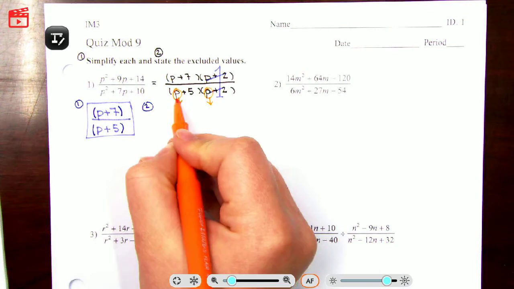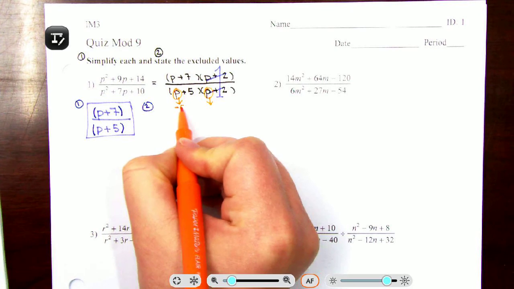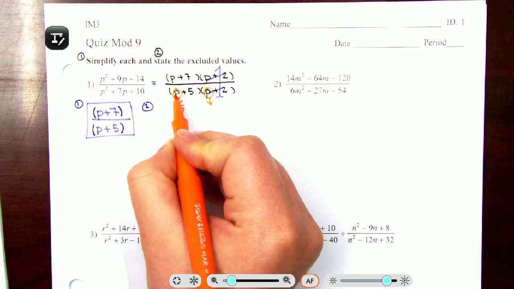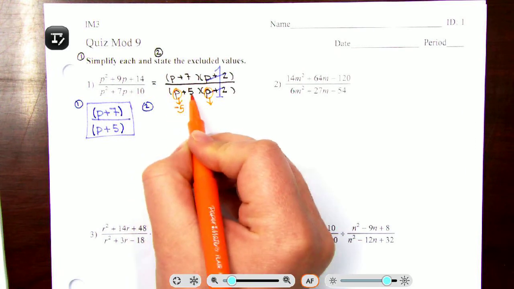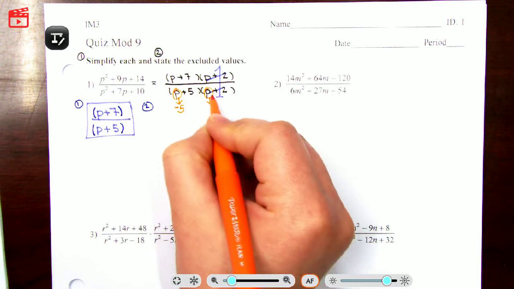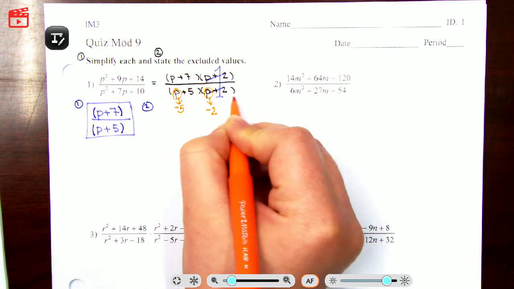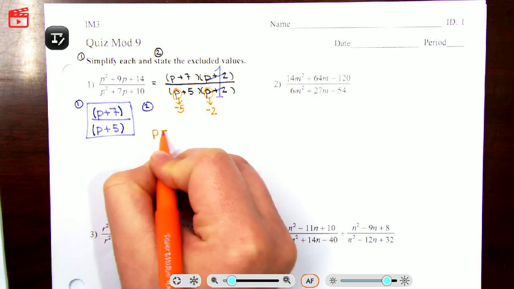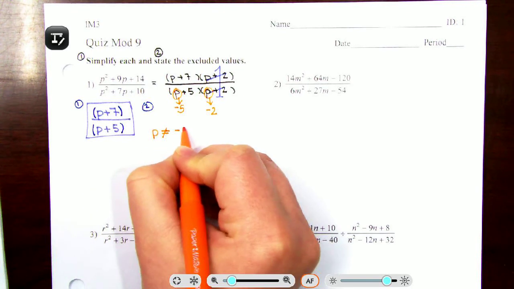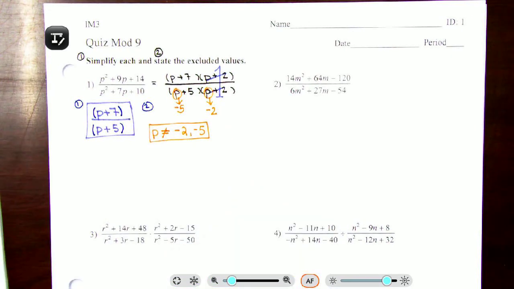So what does p have to be in order to make this bubble 0? P has to be -5 because if I plug in -5 here, -5 plus 5 is 0. We can't have this bubble be 0. P cannot be -2 because if I plug in -2 into this bubble, it becomes 0. So p cannot be -2 and -5. Both -2 and -5 are excluded values.